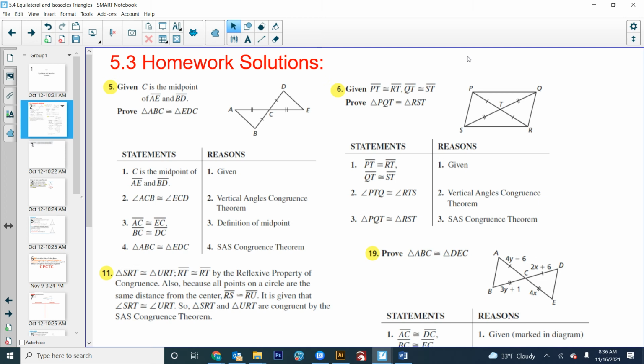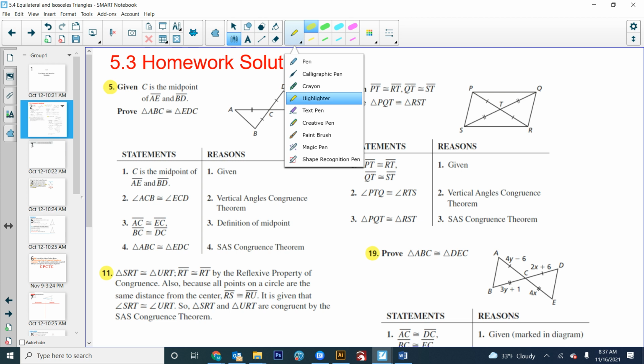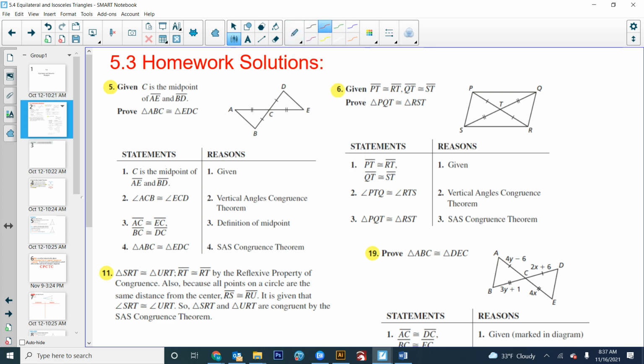Got the homework. A couple things I'm going to have to point out. Again, we're not going to have time to talk about all the homework questions. There are some of these that we're going to be building on, so I'll make sure we address them. Number five. Okay.